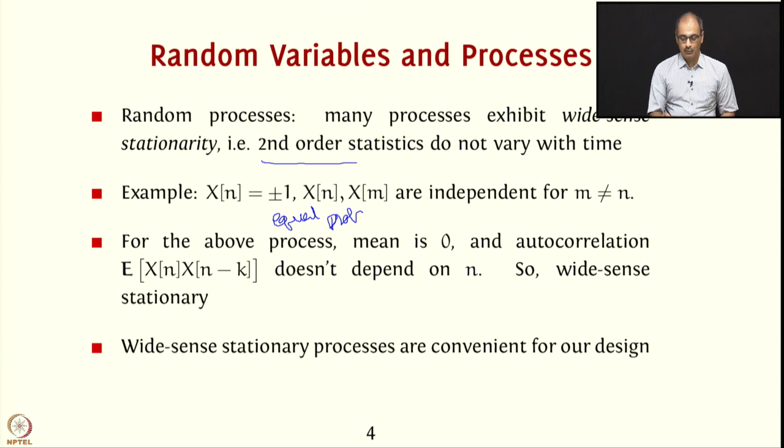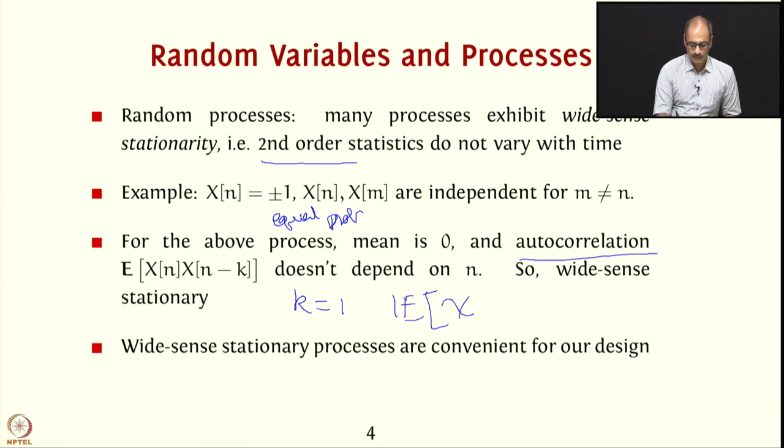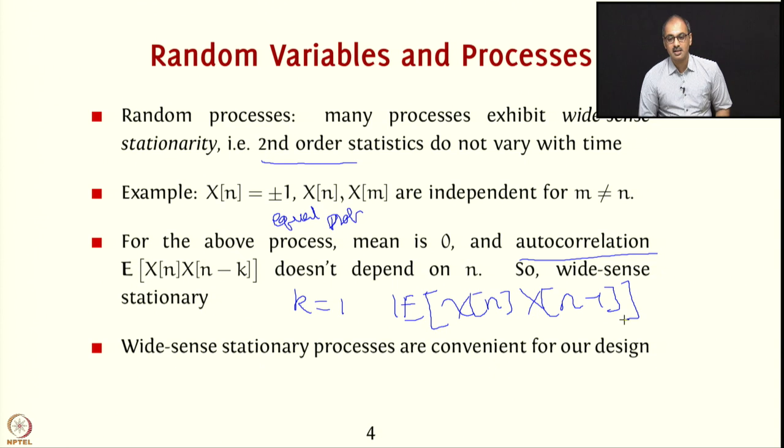But more importantly, if we define the autocorrelation function as expectation of xn, xn minus k, it is very easy to show that this does not depend on n. It depends only on k. Why is this? It's very easy. If you look at expectation of xn, xn minus k, let us choose k equal to 1. You have expectation of xn, xn minus 1. As we just discussed, xn and xn minus 1 are independent. Therefore, you can separate these and you get the product, expectation of xn times expectation of xn minus 1, which is 0 and does not depend on n.